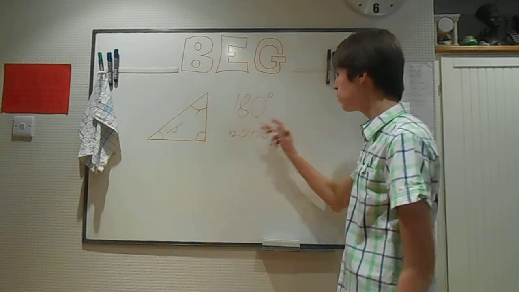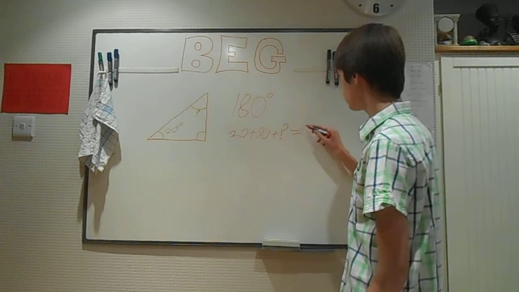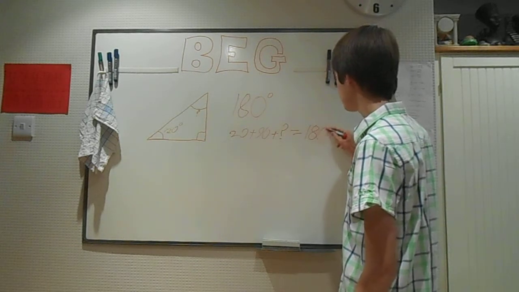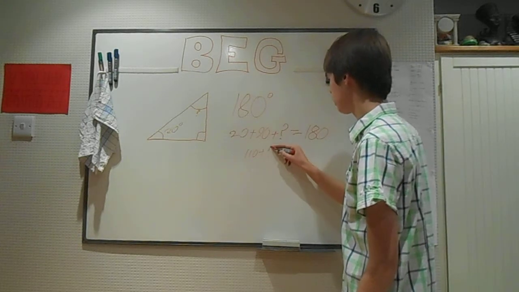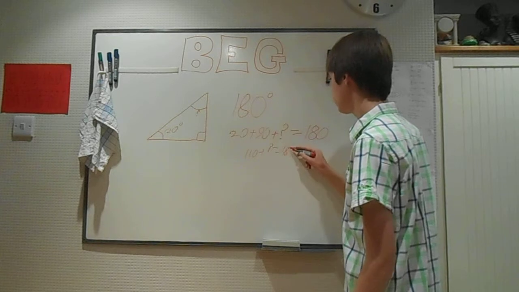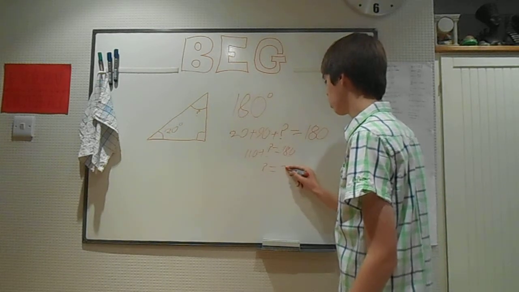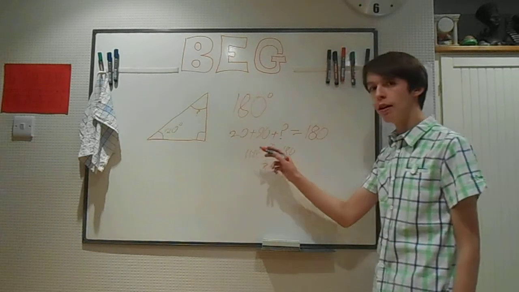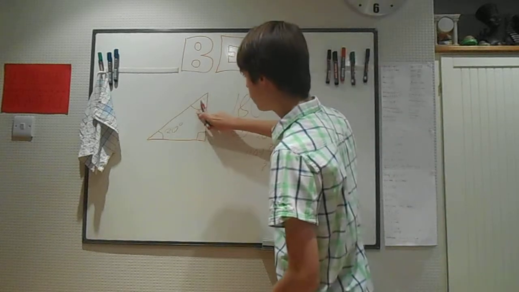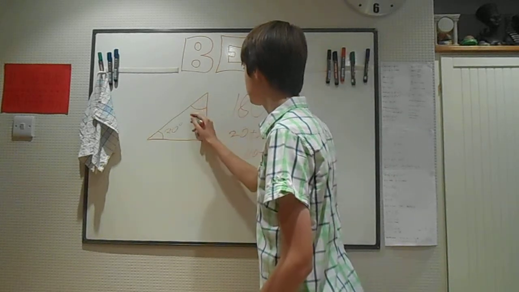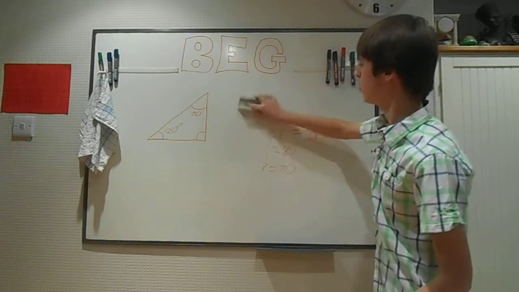So 20 plus 90 plus something equals 180. Well, what's that something? 110 plus something equals 180, simply adding these numbers together, and so therefore that something must equal 70, because 110 plus 70 is equal to 180. So we know that this angle here is 70. Nice and simple, and we can do this with anything.